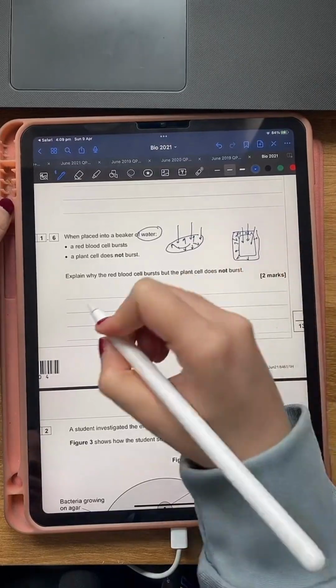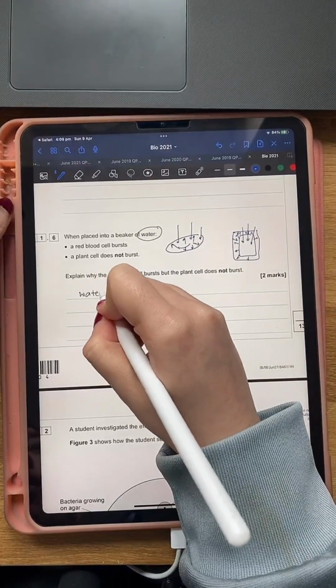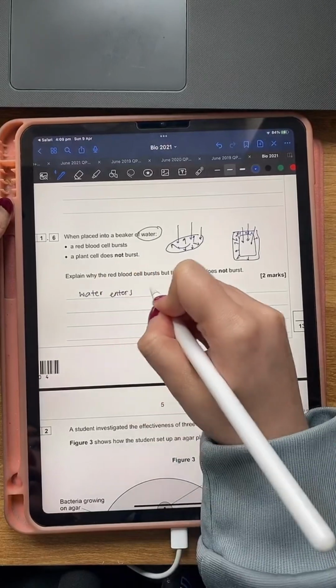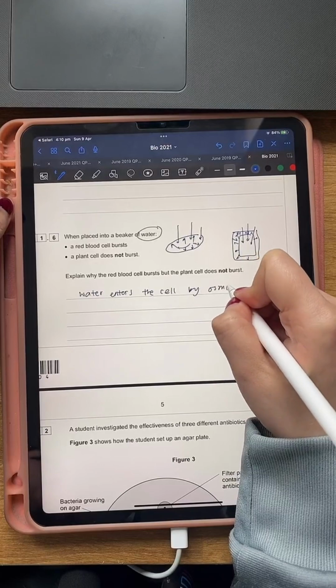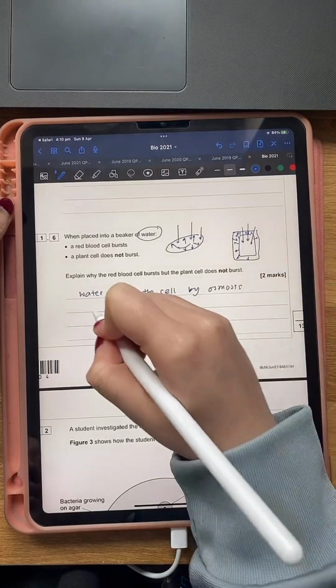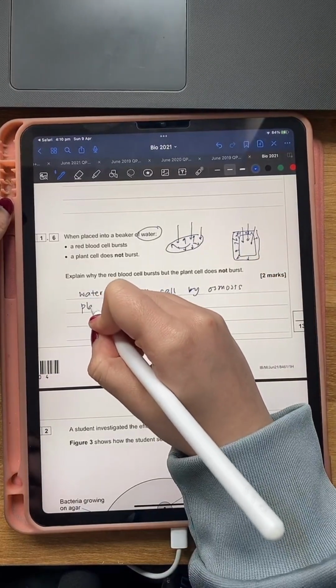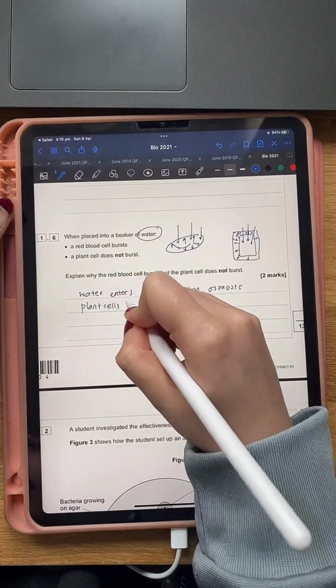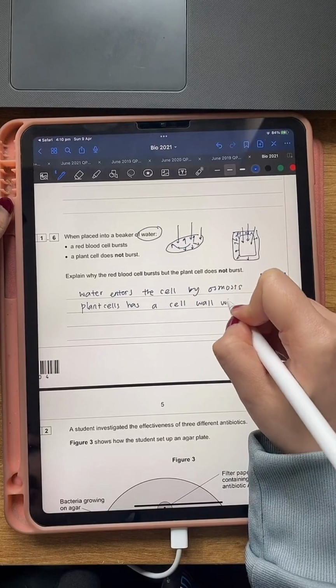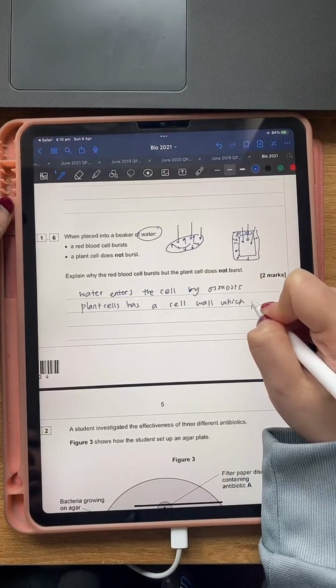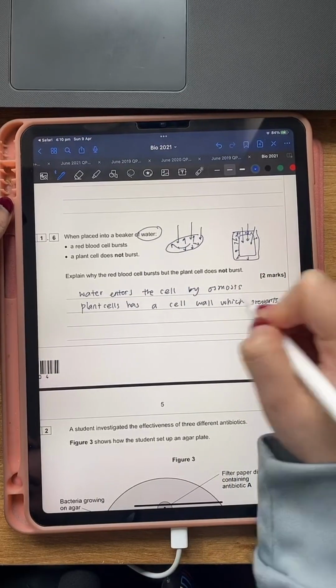So water enters the cell by osmosis. Plant cells have a cell wall which prevents it from bursting. Prevents the cell from bursting.